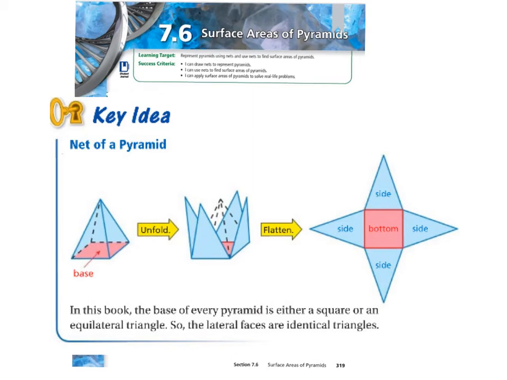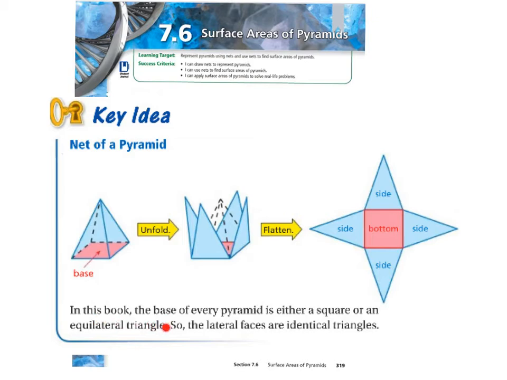All right, hello, welcome. We're going to be working on 7.6 surface area still, but this time we're going to be working with pyramids. So here's a pyramid. Think of the Egyptian pyramids. Pyramids have a single base, and then they have triangular tops.